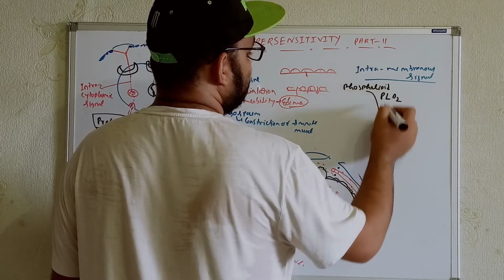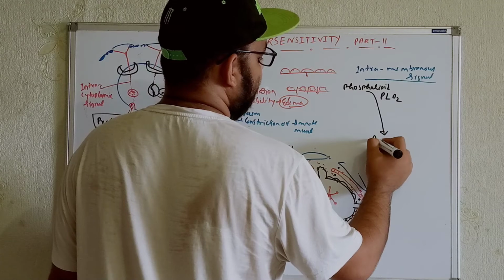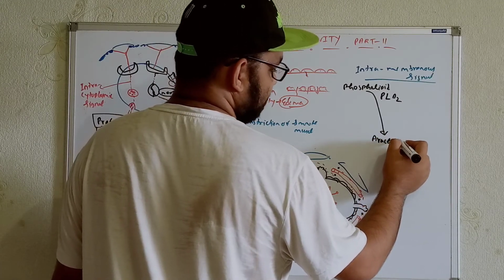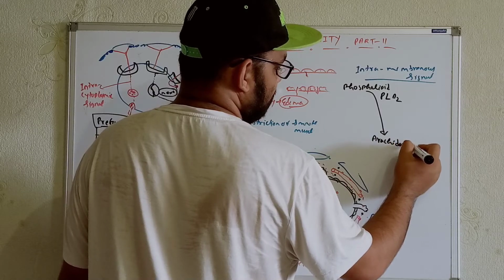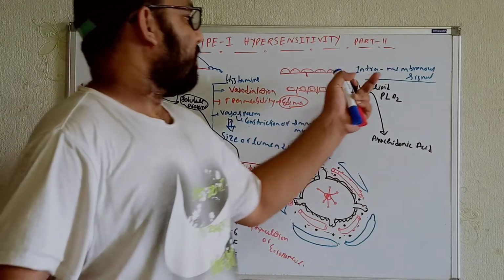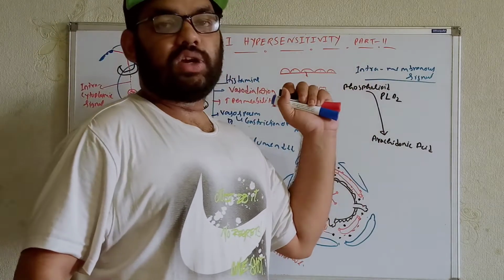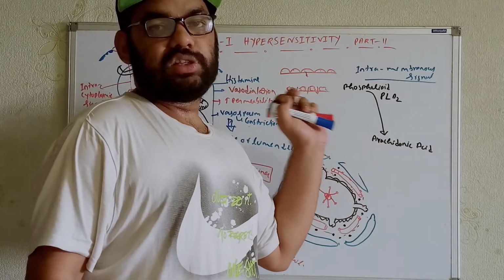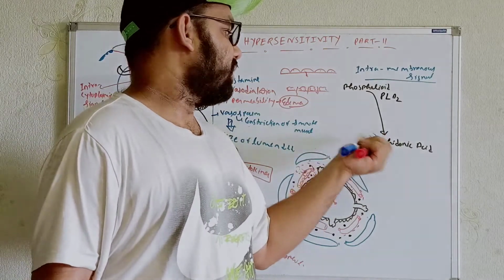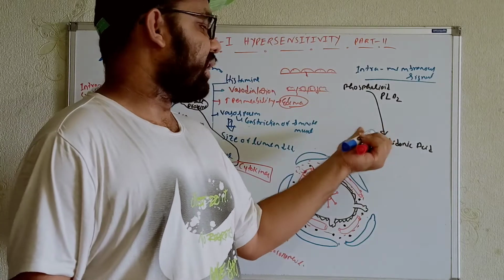They will convert the phospholipid into what? Arachidonic acid. I am writing arachidonic acid. First, see, whenever the intramembranous signal is coming, first there will be activation of the phospholipase A2 enzyme. This phospholipase A2 will do the breakdown of the phospholipid and convert it into what? Arachidonic acid.